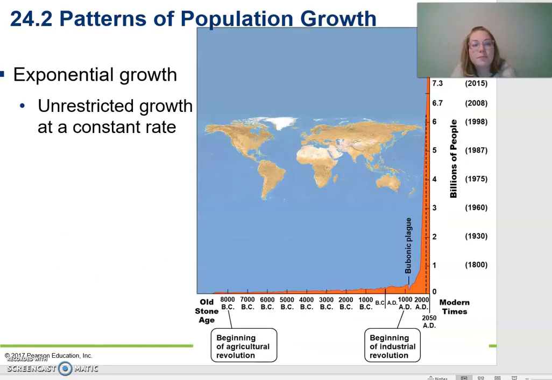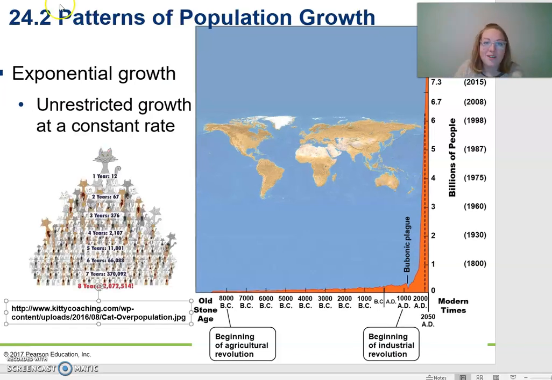So there are two types of growth patterns that populations can exhibit. The first is exponential growth. So basically, if you have no constraints, and it's just about how many offspring you can produce, you'll grow exponentially, right? Like a pair of cats. So I put in this image. In 1 year, you've got 12 cats at the end. After 2 years, if they all have offspring, 67. And after 8 years, you've got 2 million. So that's a huge increase.